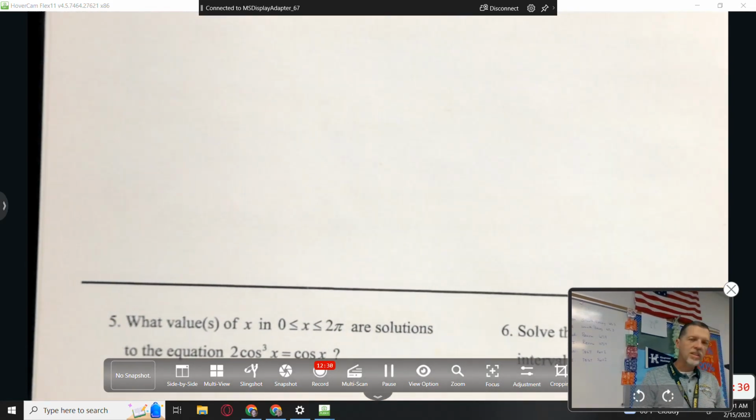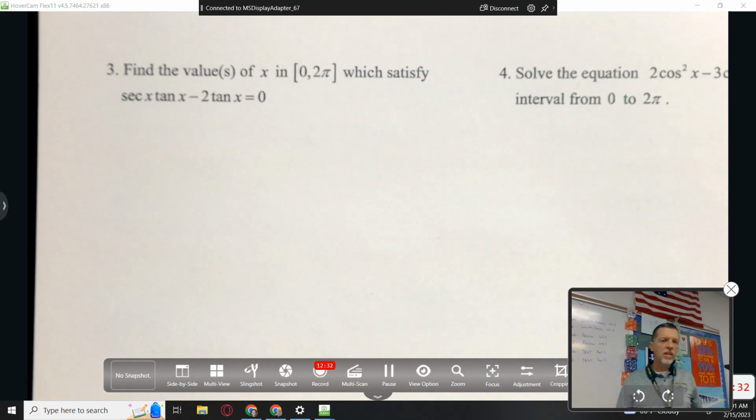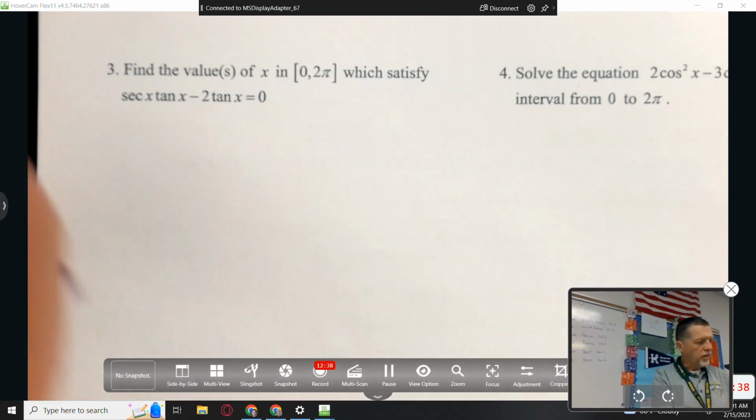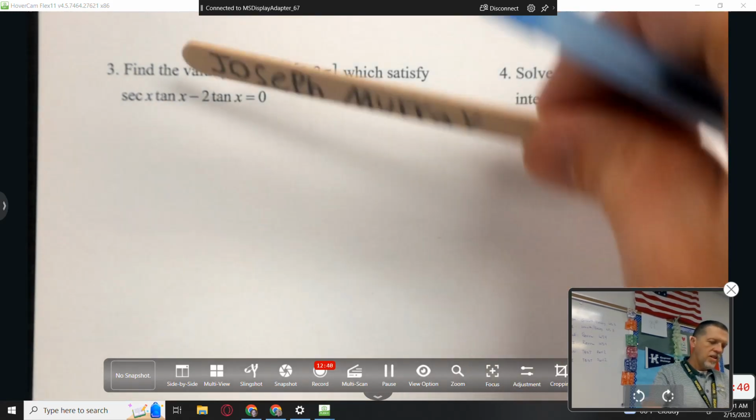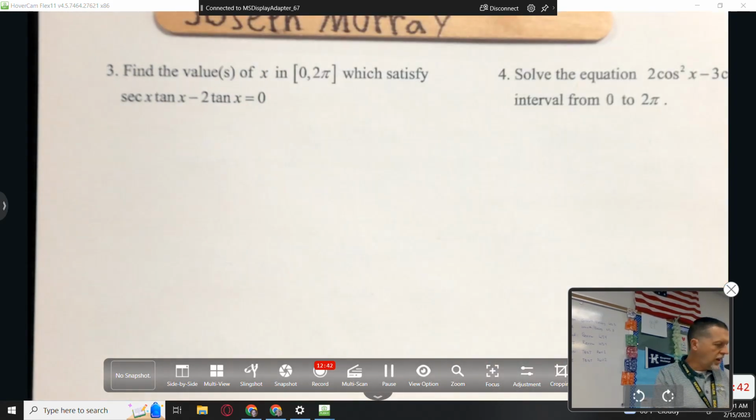Ooh, secant, number 3. Let's start picking on people here. Joseph, any idea what we should do first on number 3? Factor out the tangent. Factor out the tangent, yes.